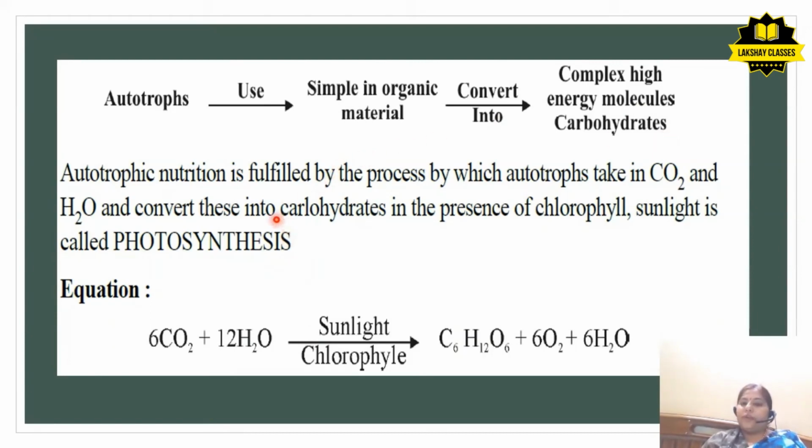So in autotrophic nutrition, the photosynthesis process can be summarized in this one equation, in which 6 molecules of carbon dioxide are combined with 12 molecules of water in the presence of sunlight and chlorophyll to give 1 molecule of carbohydrate. C6H12O6 is the formula for carbohydrate, and 6 molecules of oxygen are produced and 6 molecules of water are left.